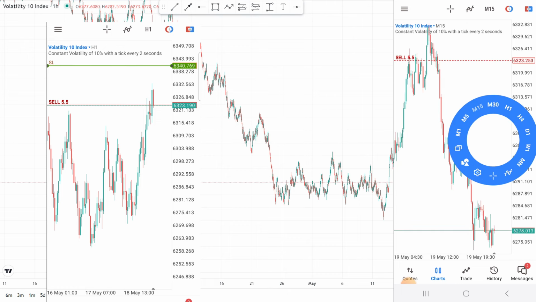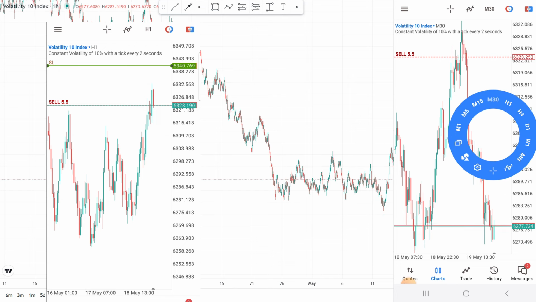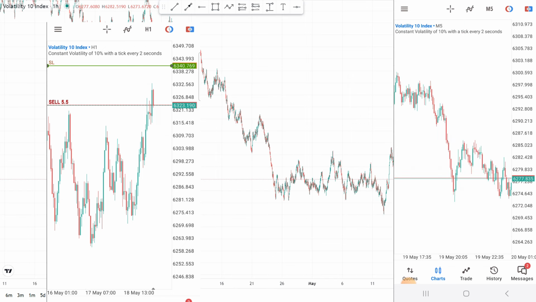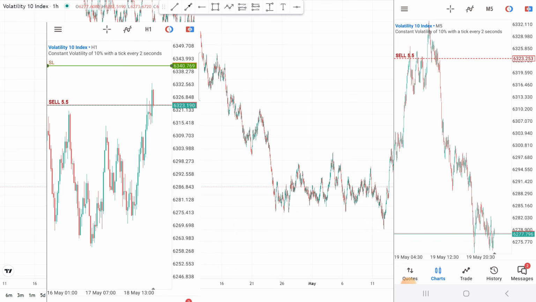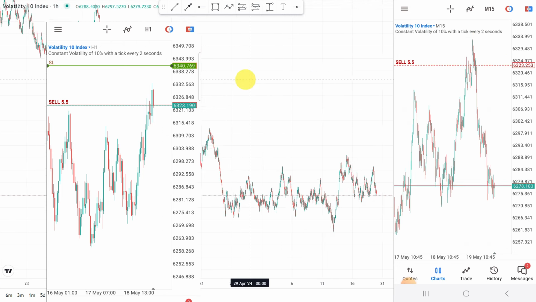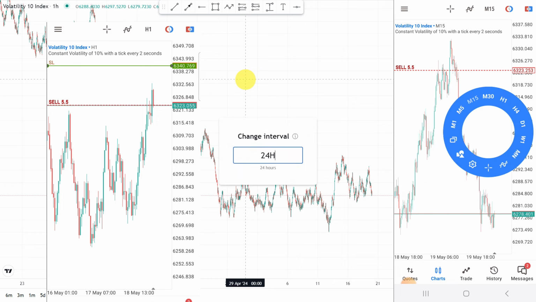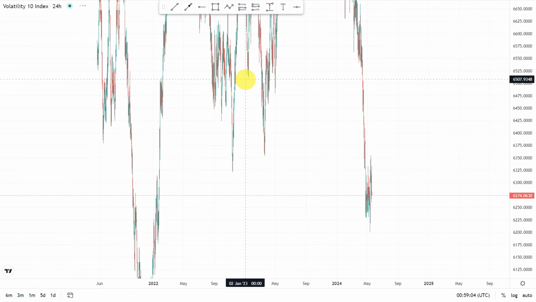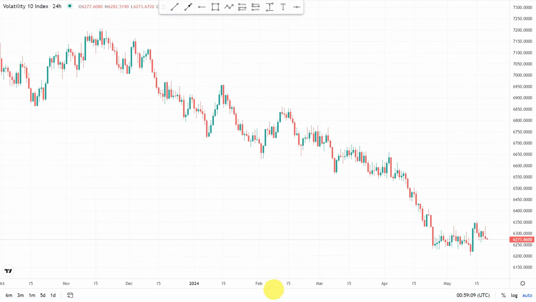So the first thing you have to do is always start on the highest time frame. Why? Because on the highest time frame, you will get a bias of the general outline of that market. So let me start with the 24 hours time frame. Let me start with the daily time frame so that we can see exactly where this market bias is.